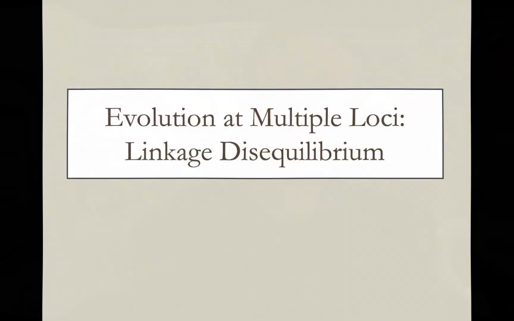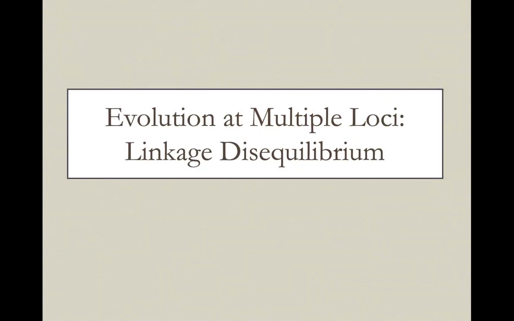So this lecture is going to focus on the concept of linkage disequilibrium, which is a mechanism to preserve co-adapted gene complexes once they form. Paradoxically, though, linkage disequilibrium can be a barrier to the production of co-adapted gene complexes. So the topic of linkage disequilibrium is going to be our introduction to how multiple loci can affect each other in the evolution of a trait.